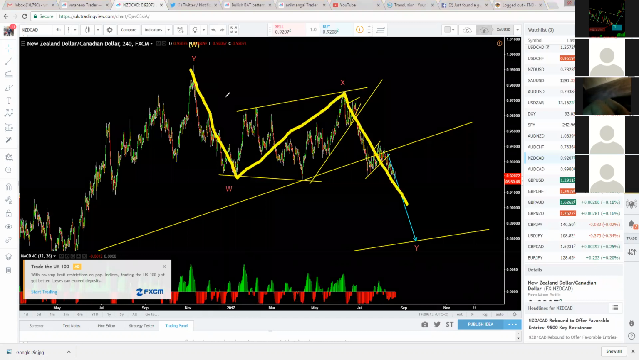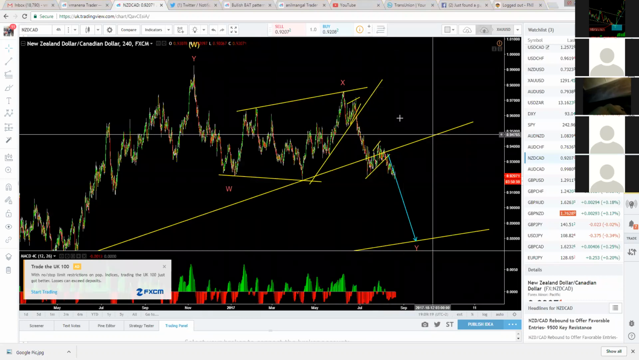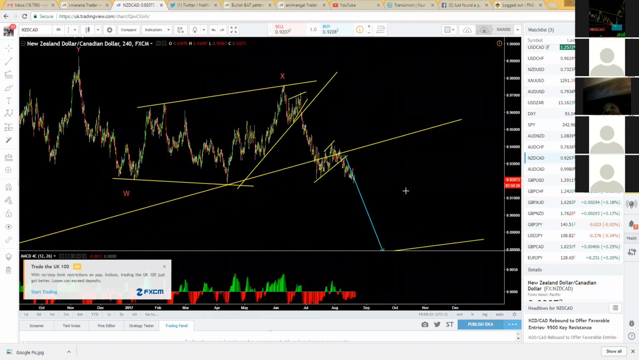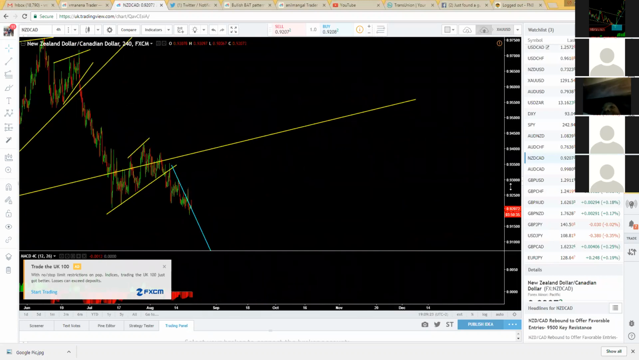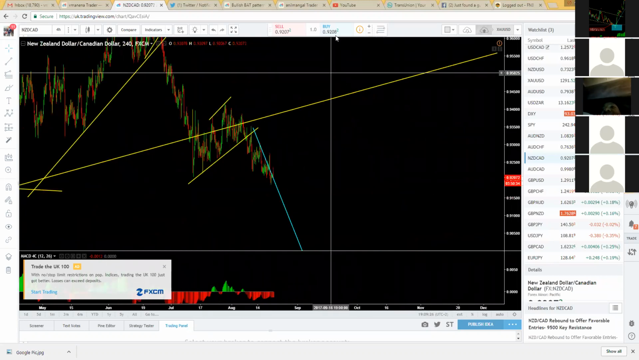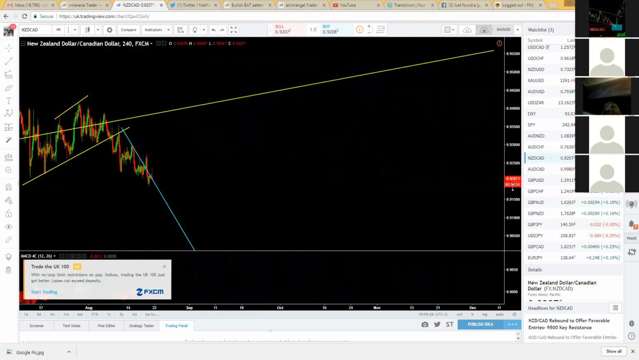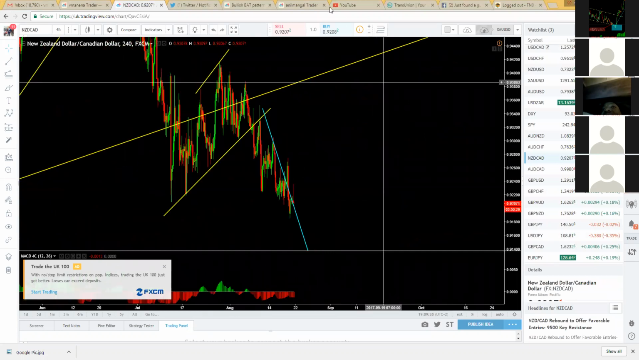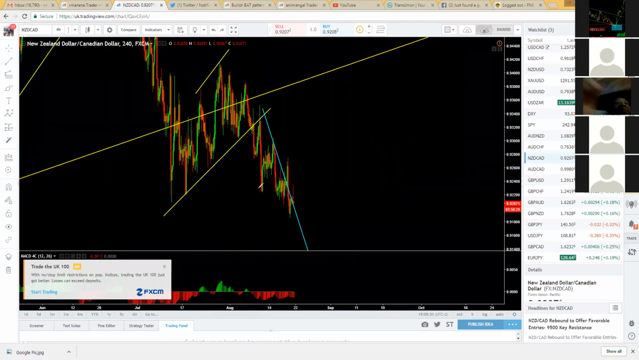Okay, that's the movement we're looking for. So it's going down very slowly here. You can see that this down move is not very fast. It keeps doing this. I actually don't like trading this pair because it's just too slow.